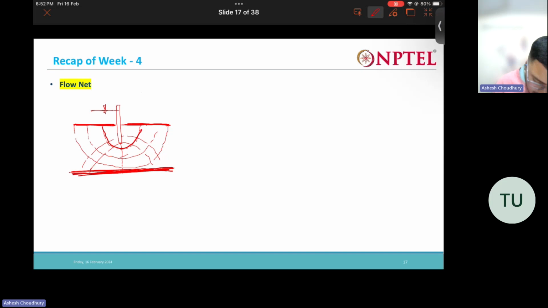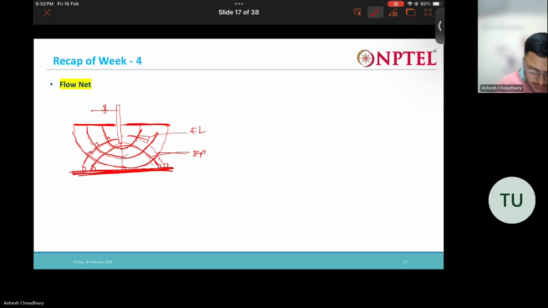These are the flow lines. Okay, and these are the equipotential lines. These are always perpendicular to each other. So these are the flow lines, and these are the equipotential lines.